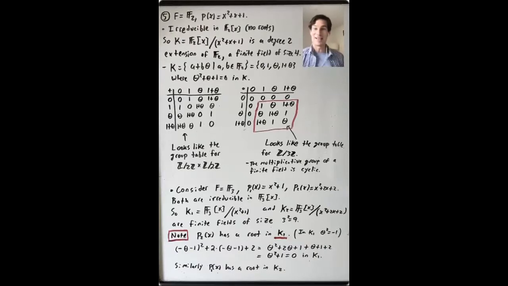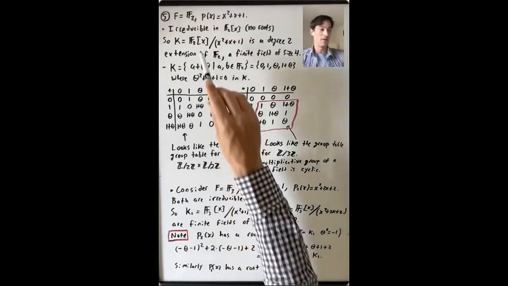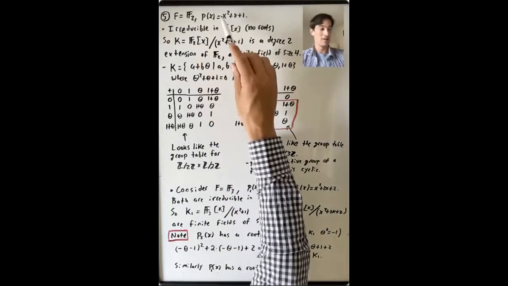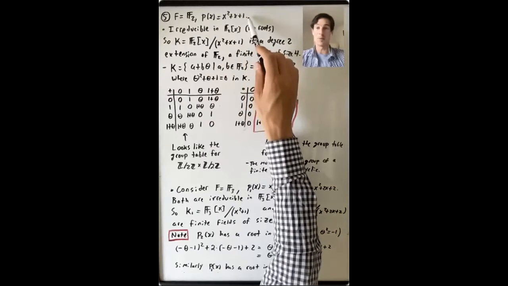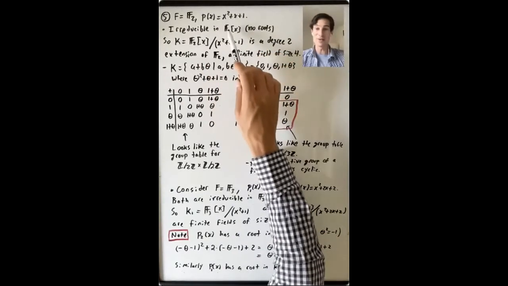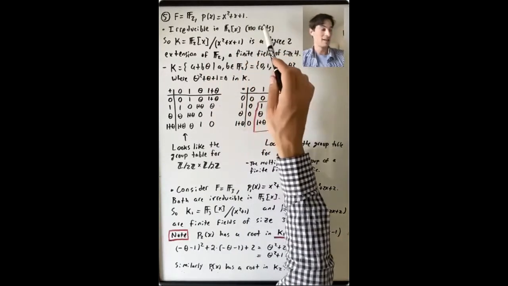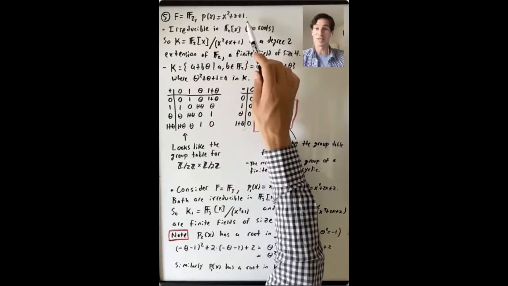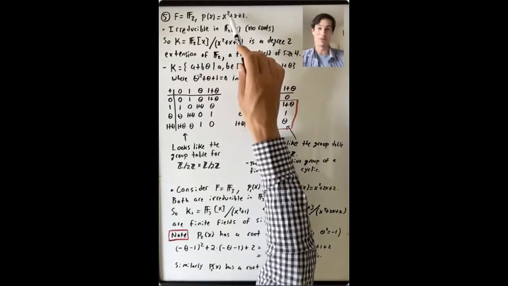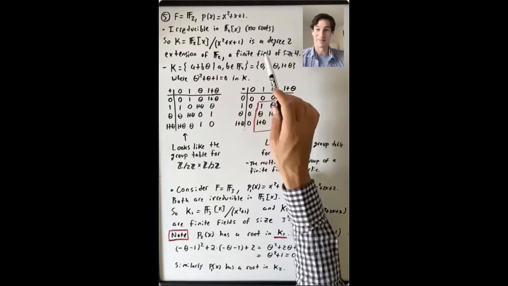Let's next look at an example with finite fields. Let F be the finite field of two elements, and p(x) be x squared plus x plus 1. This is an irreducible polynomial in F2[x]. How do you check that? Well, it has no roots in F2. 0 is not a root, 1 is not a root, and there's nothing else to check.